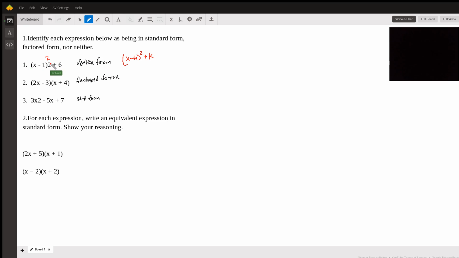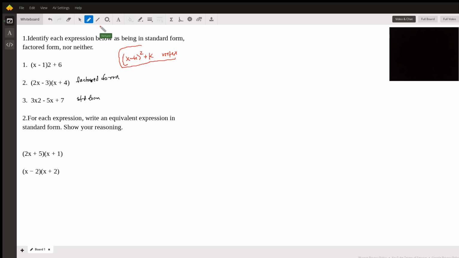Sometimes there are typos in these questions, but as written, I have to go back and amend this because as written, this is a neither. But if we thought that 2 was an exponent, you see it would be vertex form. So I'm just going to put that in a box here. Because there's no square on the factored form, it is exactly the way you would expect it.